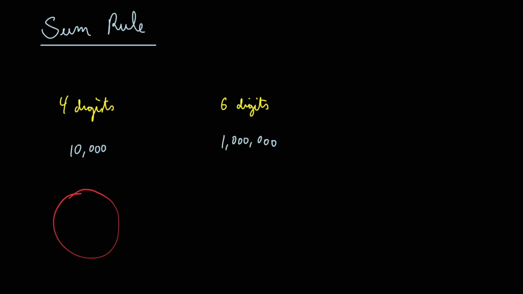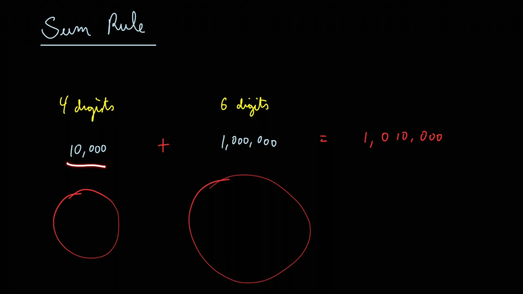No. If we have the set of all 4-digit passwords and the set of all 6-digit passwords, which actually should be bigger, right? We can say that they are disjoint sets. They do not overlap. So we can say that the total number of passwords is 10,000 plus 1 million, which is 1,010,000. So this is the sum rule. You count each case separately, and as long as the cases don't overlap, you add them.